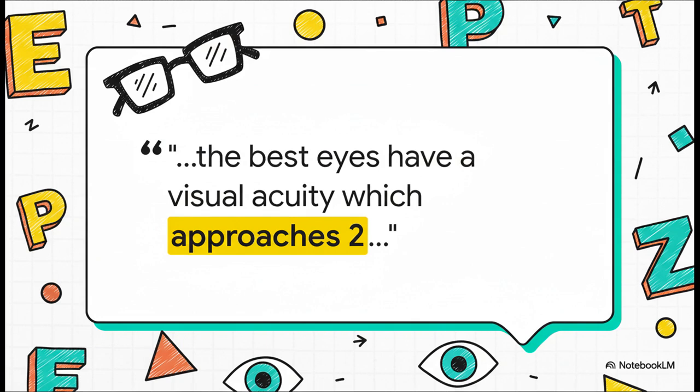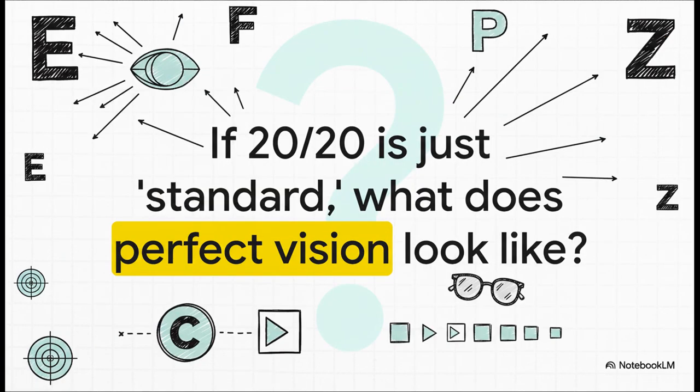The 2 he's talking about here represents a visual acuity that's twice as good as the standard, what we would call 20/10 vision today. And that should leave you with a pretty fascinating thought. If 20/20 is just the standard reference point, what are the true limits of human sight? It's a great reminder that your job isn't just to get patients to some baseline number on a chart. Your job is to help them achieve the absolute best vision that they are capable of.